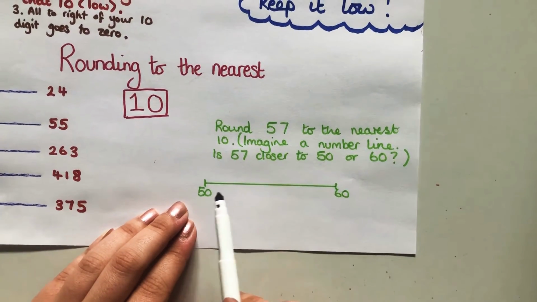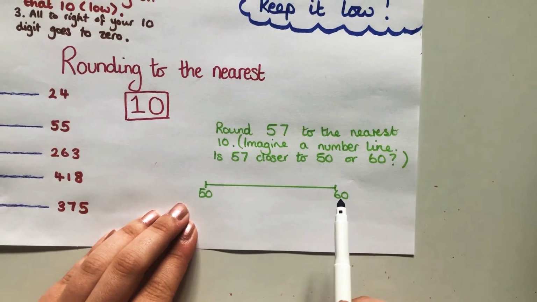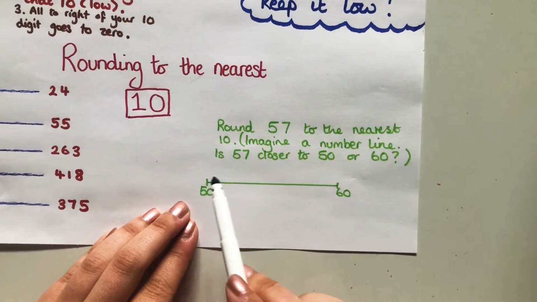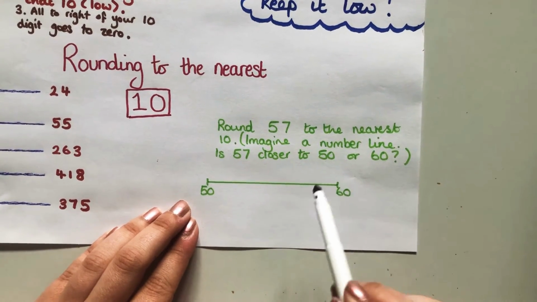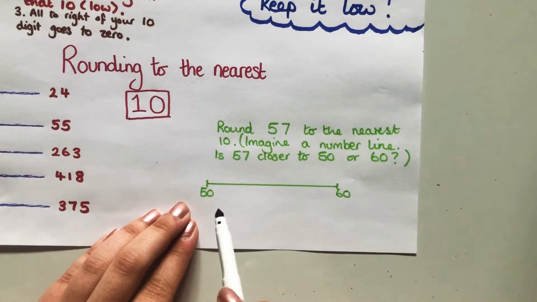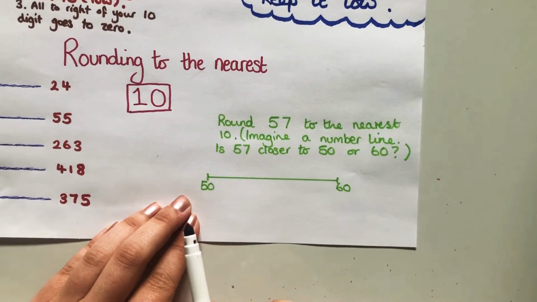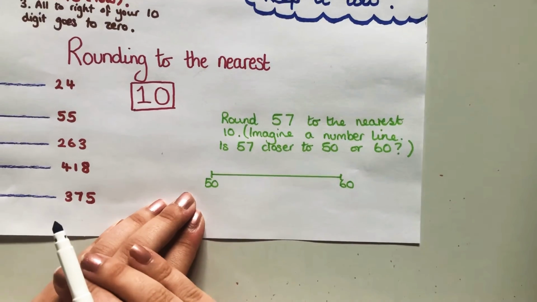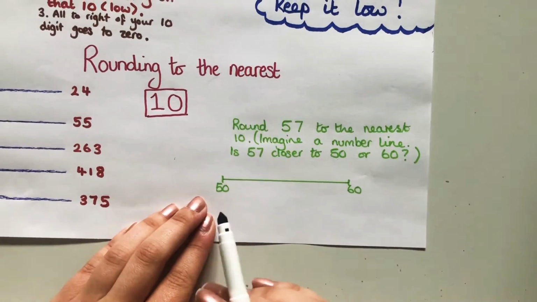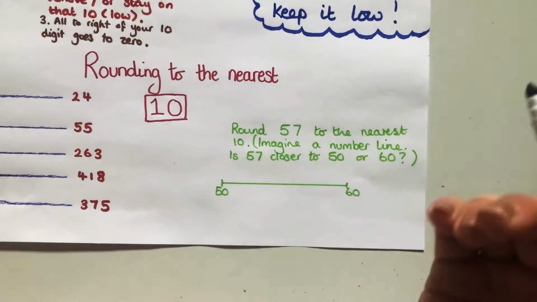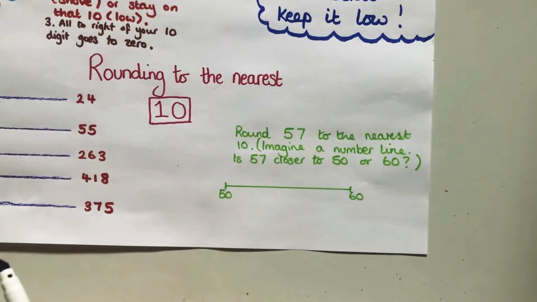So I've got 50 here, 60 here. So this would be keeping it low. This would be giving it a shove. Whereabouts do you think 57 would be? Pause the video and see if you can work with your adult or work it out in your head. Maybe draw a number line and put it where you think it would be. I'm going to give you a second.